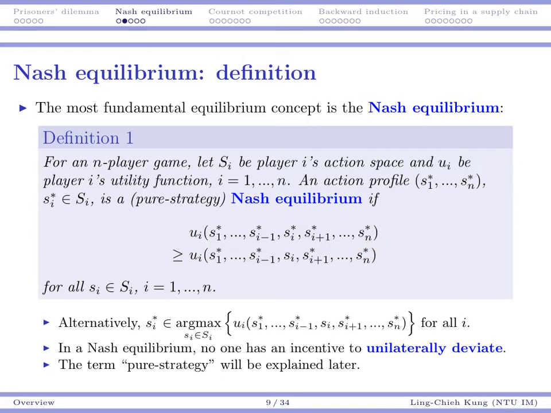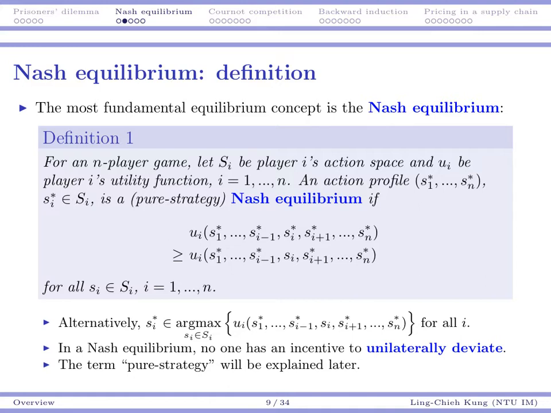Generally speaking, that means my utility depends on other players' actions. Maybe only some of them, but in general, it can depend on all the players' actions. So my payoff is affected by other players.